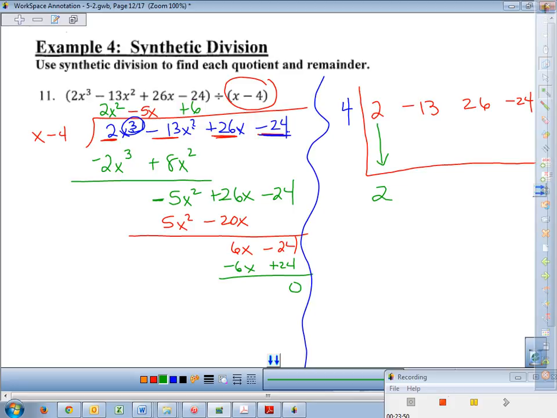You all good with that? Then you do a little multiply trick. You take this 4 times 2. What do you get? And it goes right here. Just draw yourself an arrow the first time or two. You multiply and put her right there.